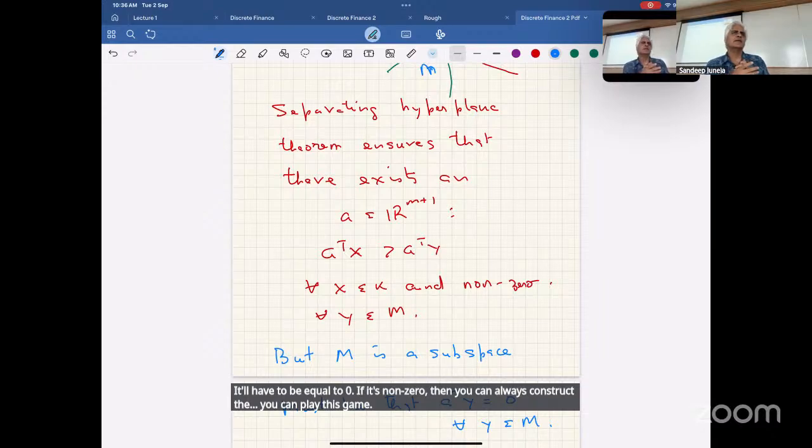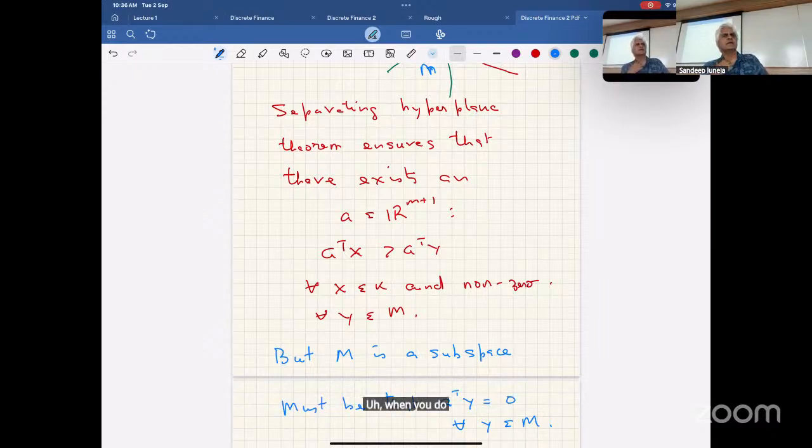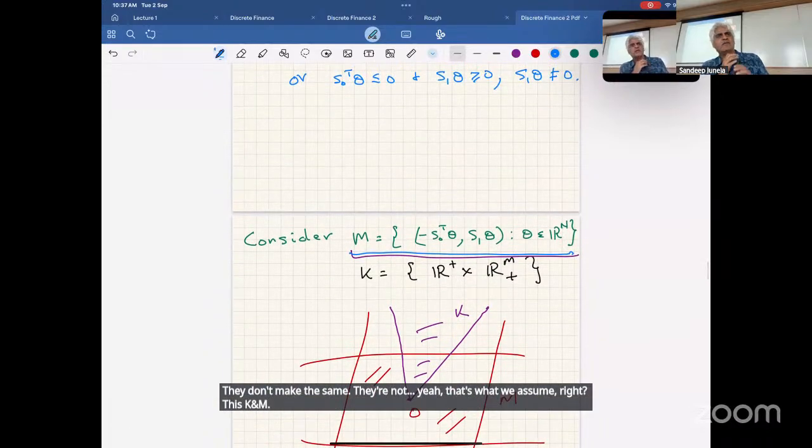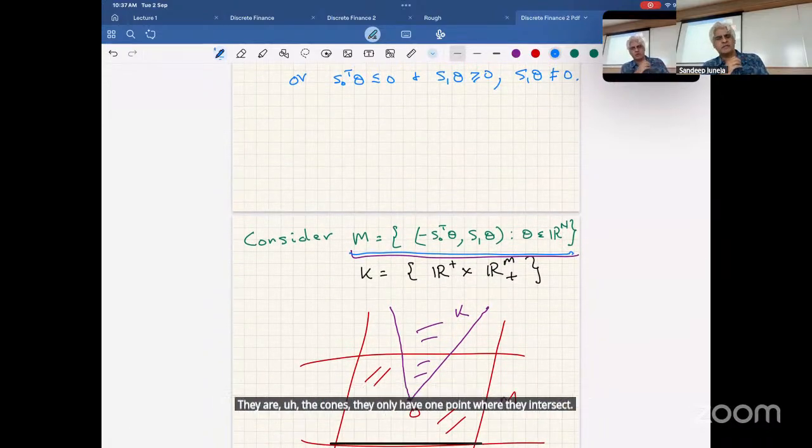When you do the separating hyperplane thing, you're assuming that the cone is not inside the subspace, right? They're not in the same. That's what we assume. K and M are the cones, and they only have one point where they intersect under the no arbitrage condition, at 0.